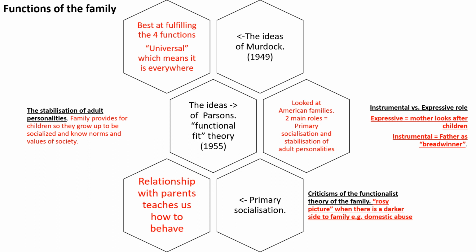Murdock, in 1949, studied 250 societies, from small hunting and gathering societies to modern industrial countries like the USA. In all these societies, he claimed that the nuclear family was universal, and by that he meant that some form of it existed in every society. Now, Murdock argued that all families fulfill 4 vital functions.